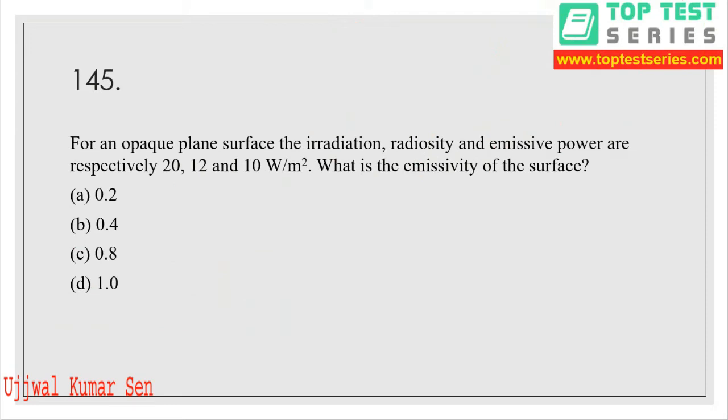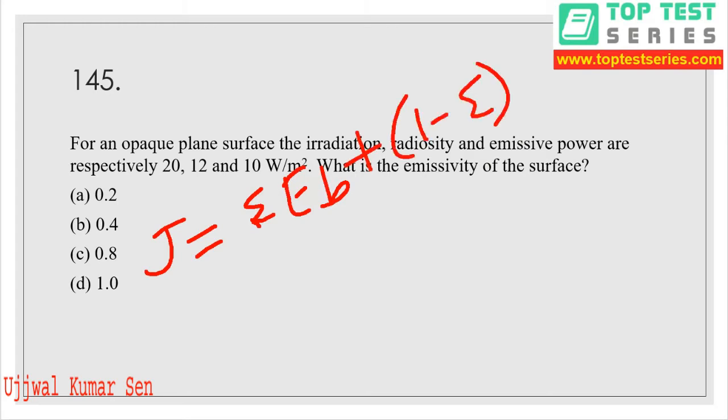Question number 145. For an opaque plane surface, the irradiation, radiosity and emissive power are respectively 20, 12 and 10 watt per meter square. What is the emissivity of the surface? We have to find out the emissivity of the surface, right? So my dear, we know that radiosity J is equal to epsilon E_b plus 1 minus epsilon G.